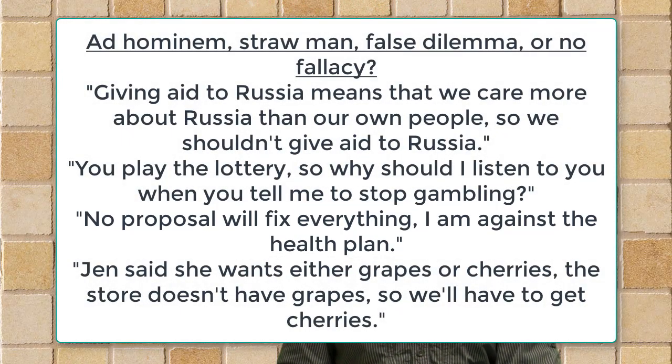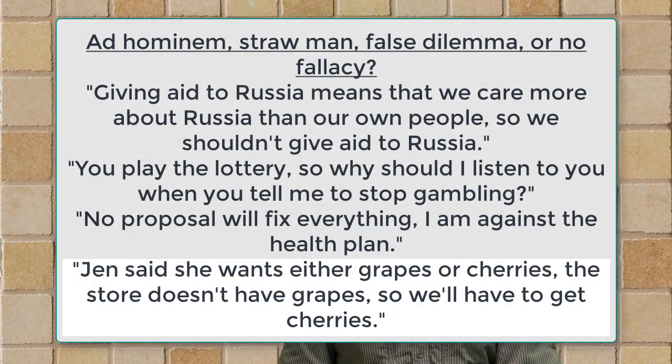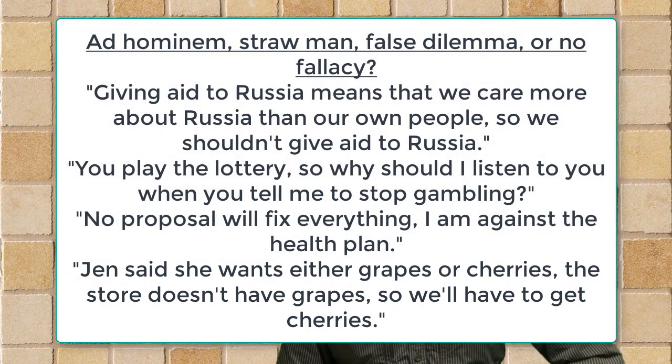Finally, Jen said she wants either grapes or cherries. The store doesn't have grapes, so we'll have to get cherries. Okay, now I recommend pausing the video here and thinking about those for a minute and thinking about what category fits what example of fallacy.